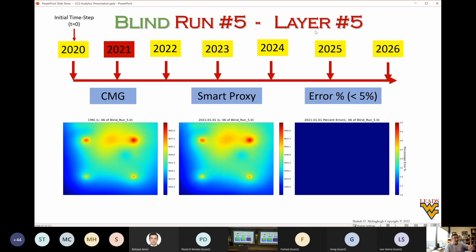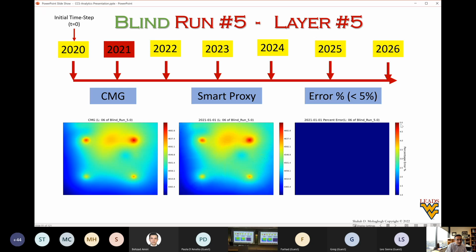So when I go through time, I have to show you 1 layer at a time. Or I can give you one time and go through all the layers, right? In this case, I'm going through layer 5, from 2020 all the way to 2026. You see 3 plots. Here is what the CMG generated. This is what our smart proxy generated. This is the error between the two.